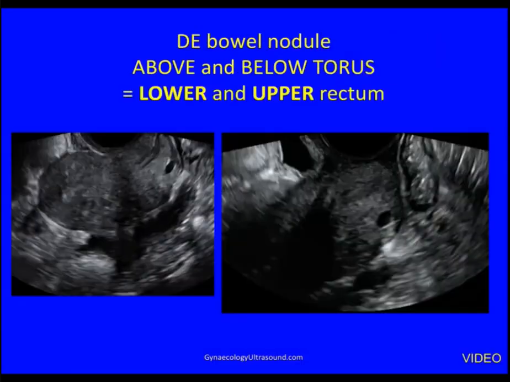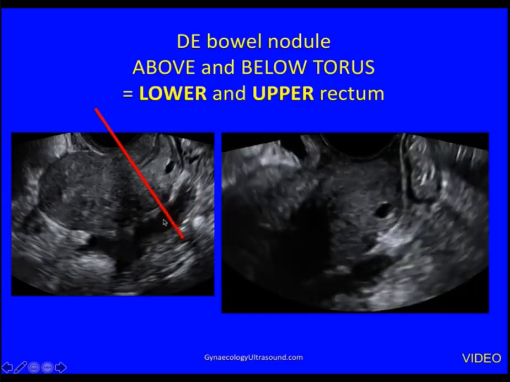In this example, the nodule extends both in lower and upper rectum. So if you look at this still here, this is an anteverted uterus, the bladder is there. I'm in the anterior fornix. This is the level of the torus, so the bladder attachment, the internal cervical os, the torus is there, where the uterosacral ligaments insert. And this nodule is below it and above it. So it's in the lower rectum and it's in the upper rectum by this new nomenclature.